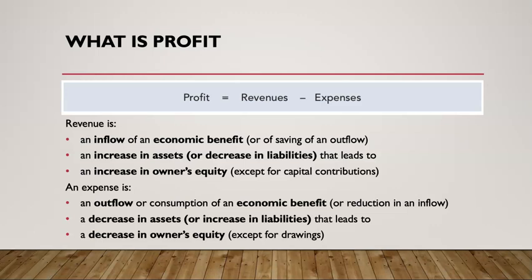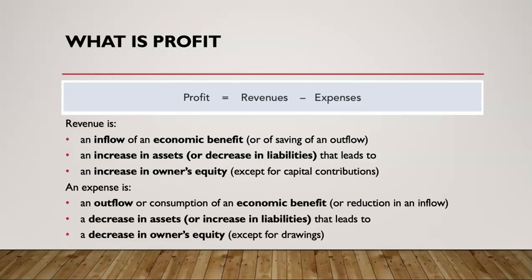So if we look at revenue, we can start to use these 3 tests to identify things that aren't revenues. If I take out a loan, this results in an inflow of economic benefit. There is an increase in cash in the business, an inflow of cash. It results in an increase in assets because we have more cash. So we tick off the first 2.